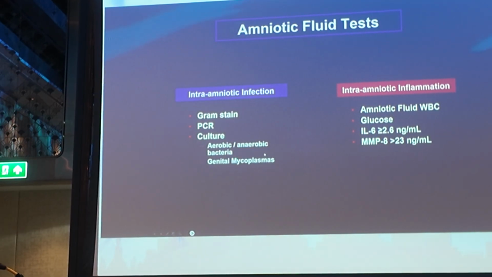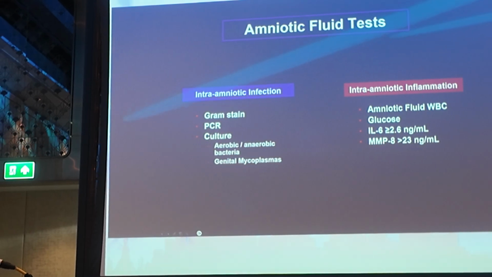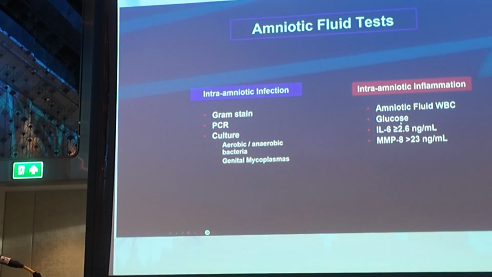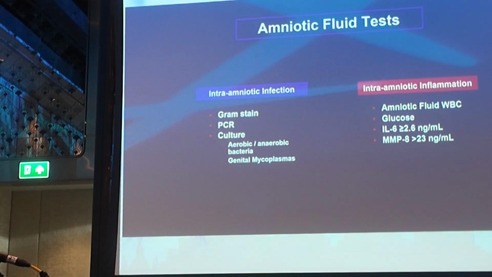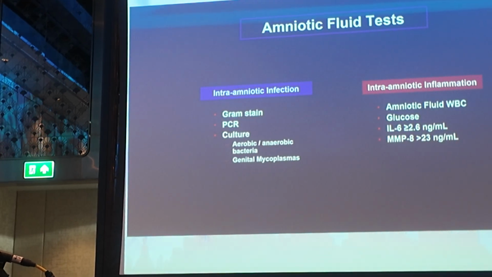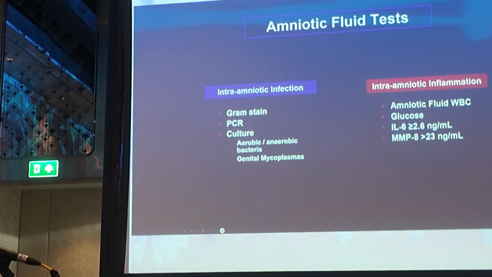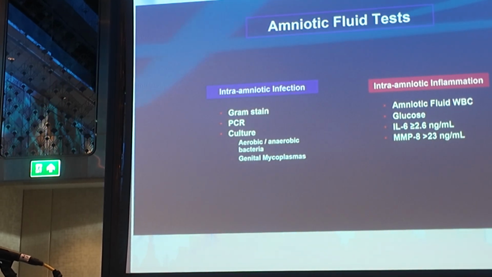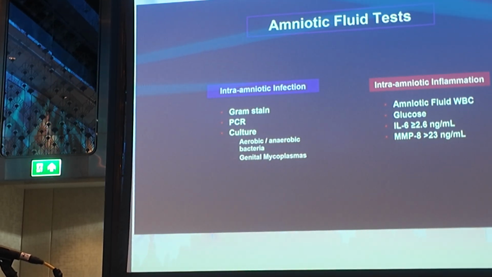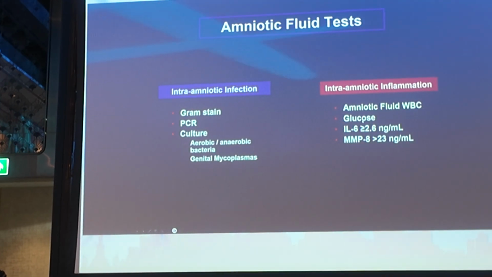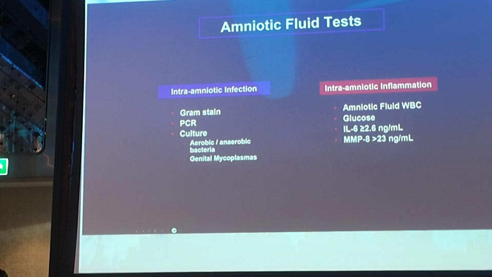This requires nothing sophisticated. We do a glucose because if you have microorganisms, the organisms are consuming glucose, and white blood cells in amniotic fluid are consuming glucose. So, important to do an amniotic fluid white blood cell count. All laboratories in the world can do a white blood cell count, so for sure in Asia you can do it. You can do a glucose, but you need to tell the laboratory you are looking for low concentration.